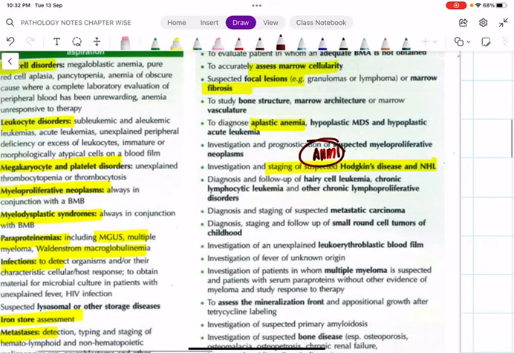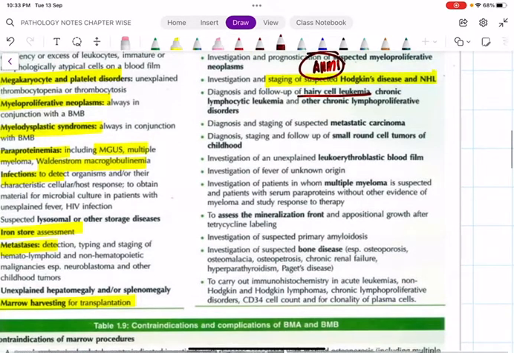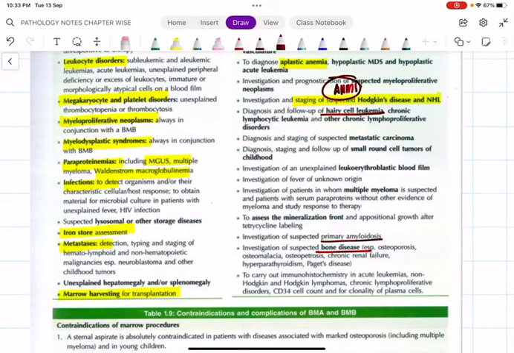Then I told you, hairy cell leukemia. Don't forget about the other terms. Hairy cell leukemia is what you have to remember. Then, to suspect any primary amyloidosis, any bone disease, focal lesions, and remember staging of Hodgkin's and non-Hodgkin's lymphoma. In all these cases, we will do bone marrow biopsy.